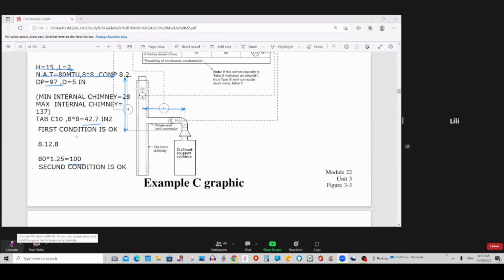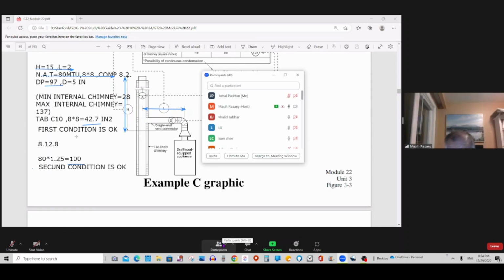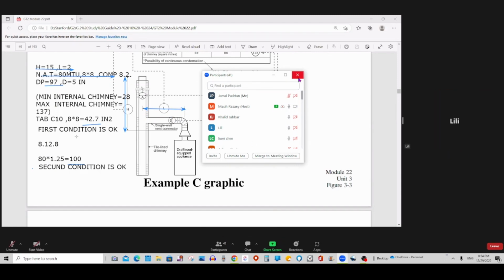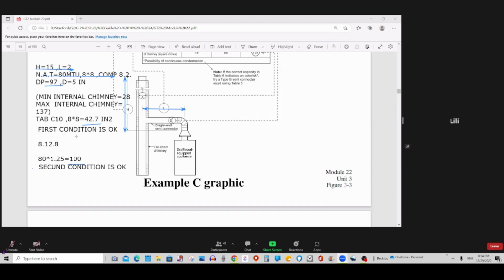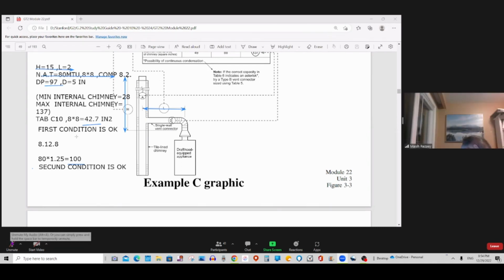One of them is 8.12.8, right? It's 25%, right? Yeah. And the first condition? Refer to the tables. Yeah, go to the table. Thank you. Ms. Lily, can we give another example, if you don't mind?